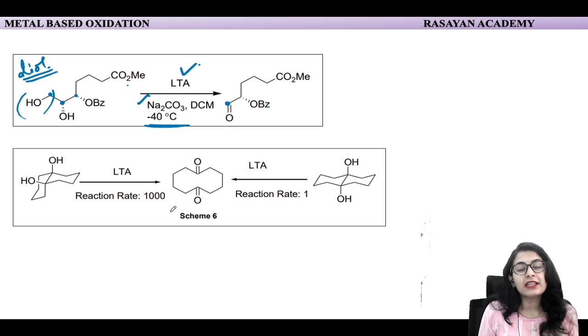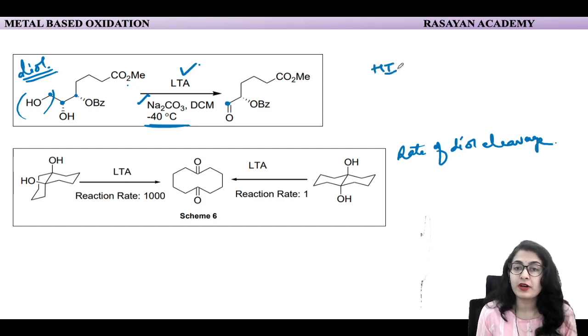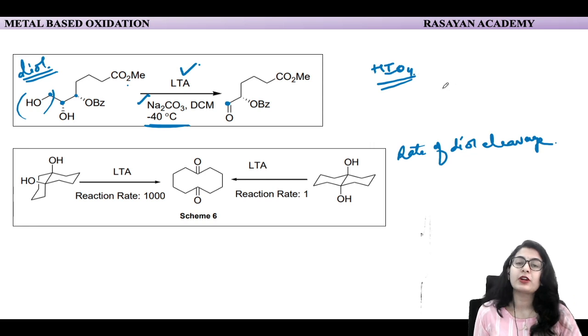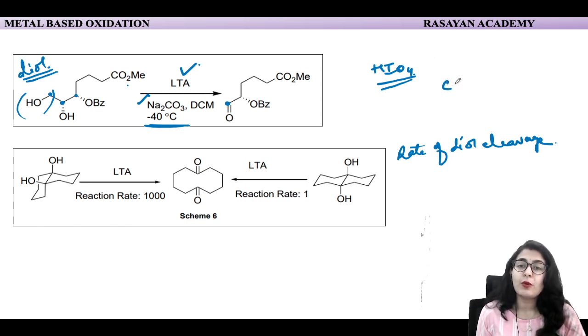Okay. Similarly, there could be a question based on the rate of reaction, rate of diol cleavage, for example. And there has been a question in previous years based on periodic acid. The same question could be framed for the lead tetraacetate. That is, out of let's say 3 or 4 examples which are given, which one is going to give you the slowest diol cleavage? Definitely the one where the two OH groups are trans to each other, that reaction is going to be slowest.